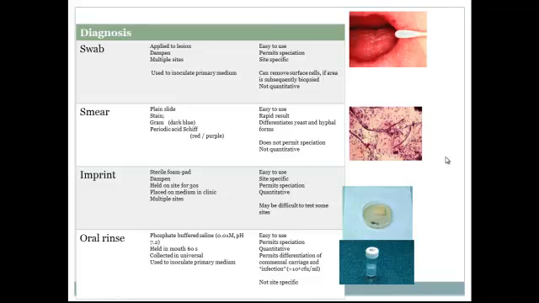The imprint technique uses a sterile foam pad, dampened and held on site for 30 seconds, and then put into a medium, to see what grows. With the oral rinse technique, you use a phosphate buffered saline solution held in the mouth for 60 seconds and collected in a universal compartment, and then used to inoculate a primary medium.